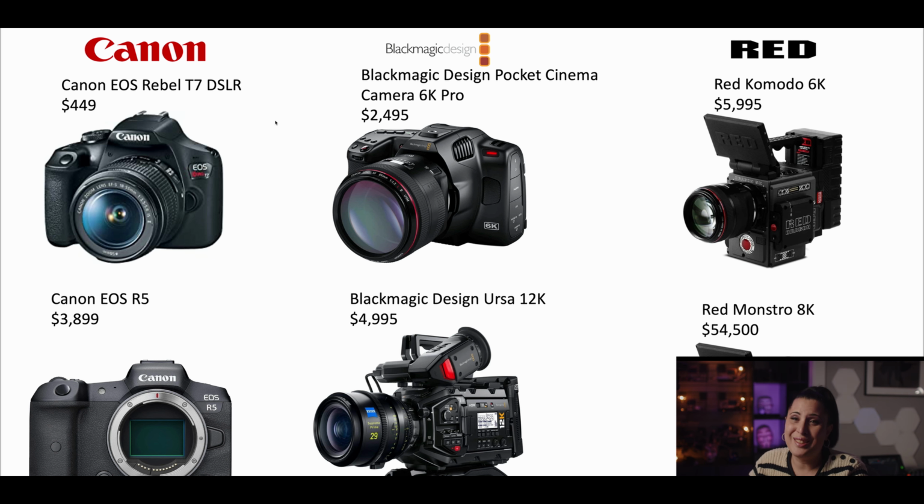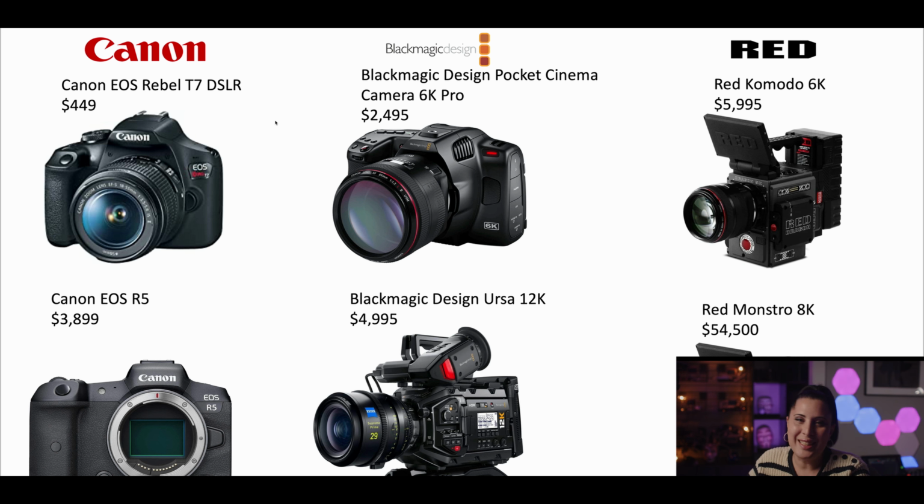If you've got the money and you want to go for broke, go for the Red. For about $1,000 more, you can get the Red Komodo 6K, which is about $6,000. And then the Red Monstro 8K is a $54,000 camera.